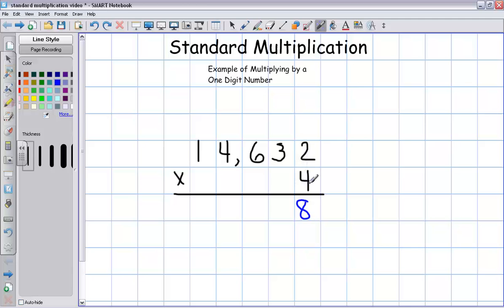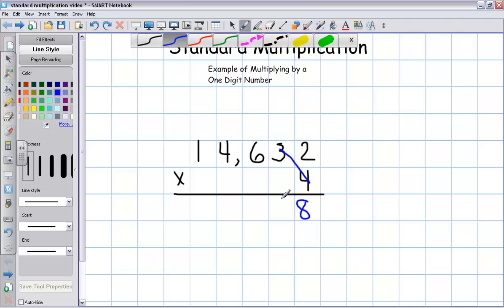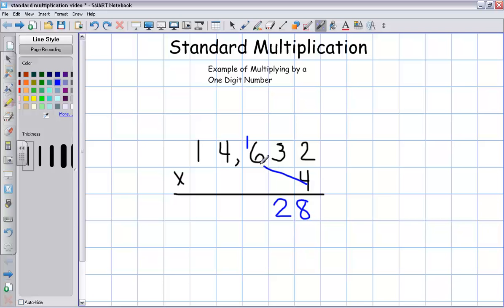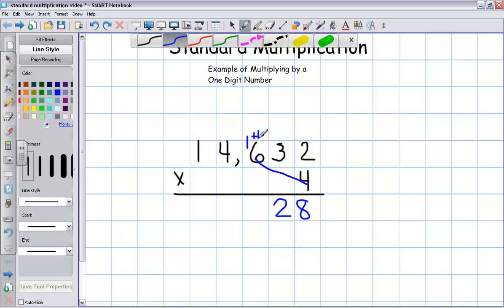Next, I'm going to take 4 times 3. 4 times 3 gives me an answer of 12. So I'm going to put my 2 down here, and I'm going to regroup my 1 above the hundreds place value. Now I'm going to take 4 times 6. I'm going to have to add in my 1. 4 times 6 is 24, plus 1 is 25.